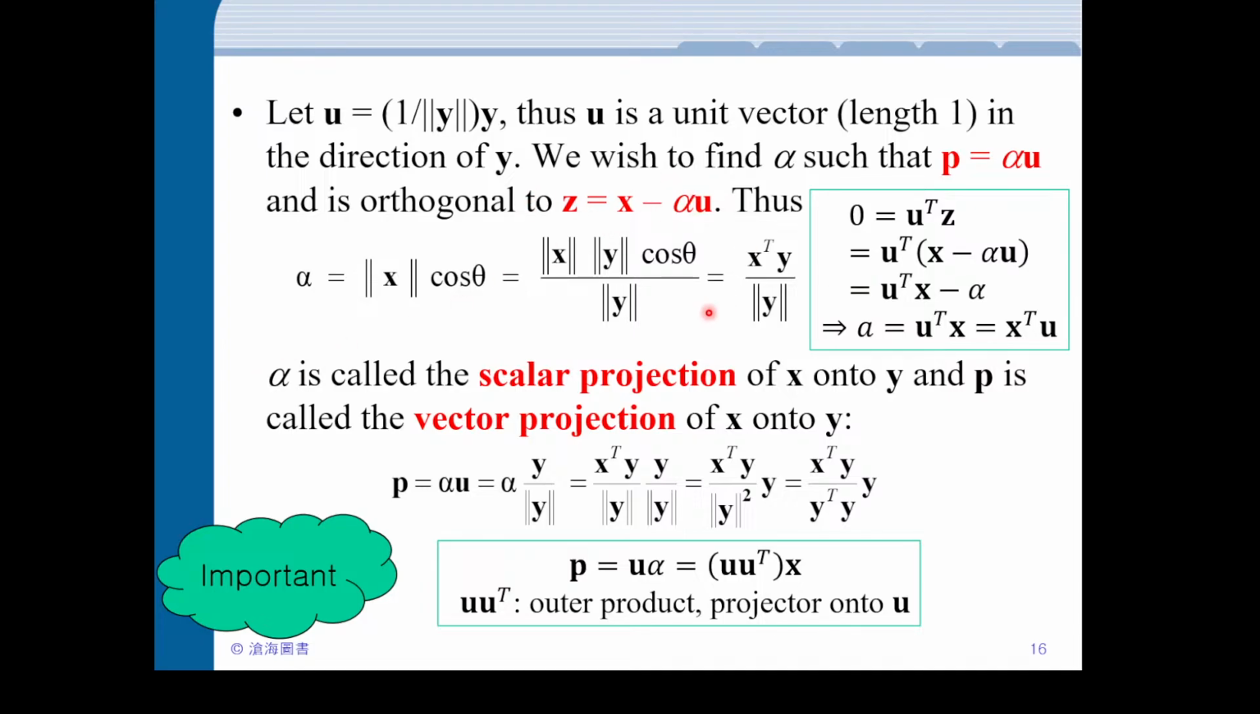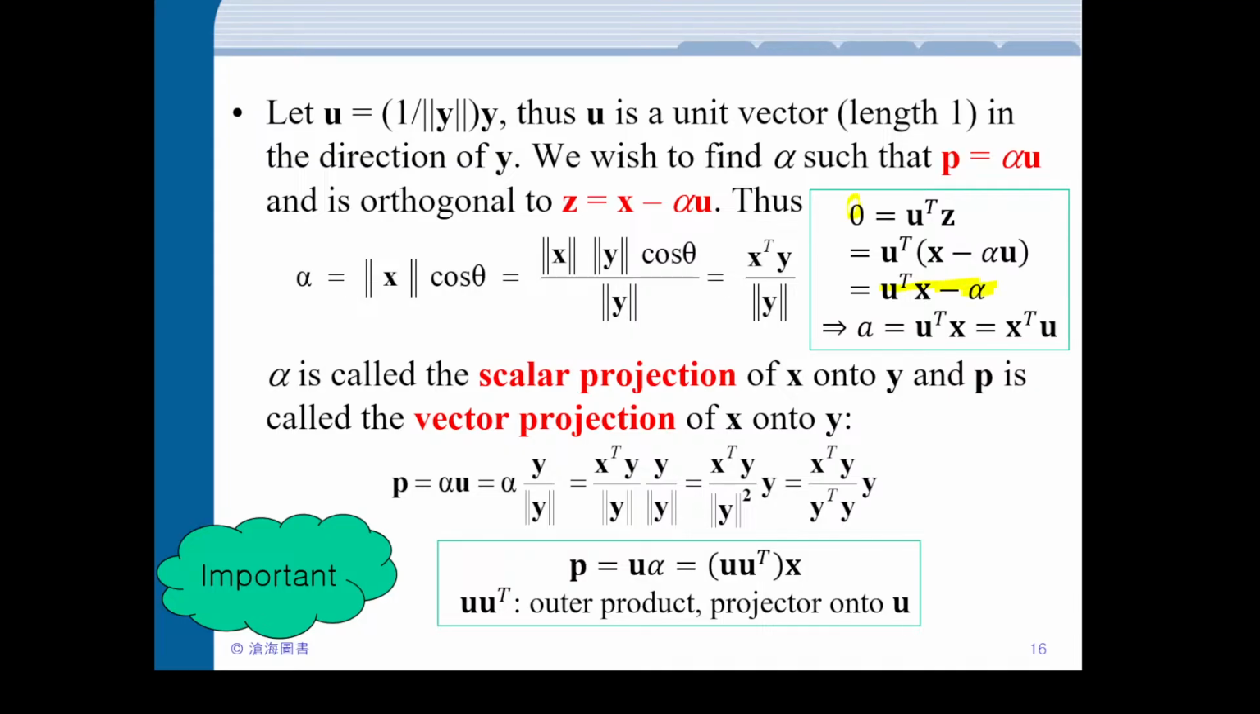Now we multiply all this inner product here. So this is u^T x minus alpha times u^T u. But u is a unit vector, so u^T u, the length of u, becomes 1. So this is just minus alpha here. So in the end, we have 0 equal to u^T x minus alpha.